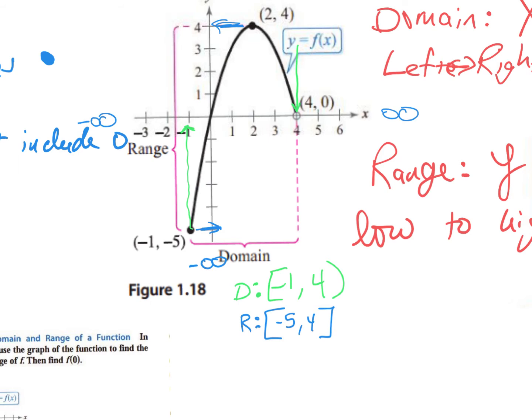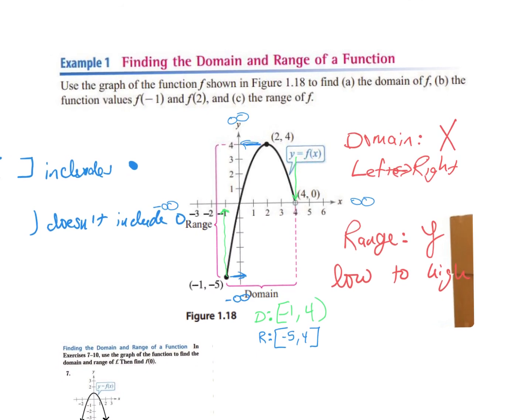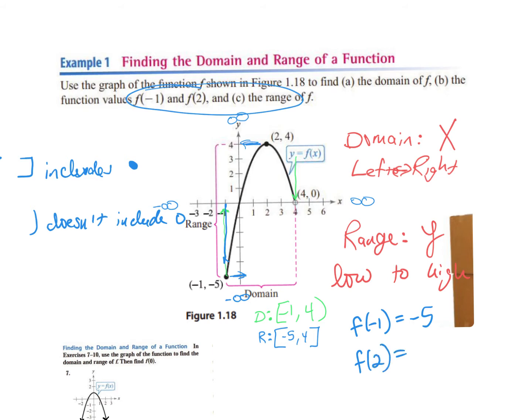Questions? All right. The next part of that question says, find f of -1 and f of 2. That's a really interesting way to say, when I look at the x-axis, where x is -1, what is the y value? If you say f of -1, that's saying go to the x-axis where it's -1. What is the y value of the graph at that point? -5. When I say f of 2, that means look on the x-axis where x is 2. What is the y value at that point? 4. That's how you answer that question.